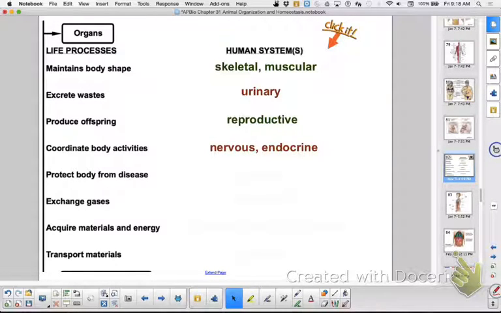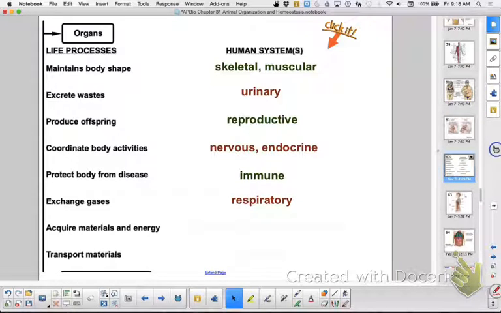Which one's faster? Yeah, nervous is quick, immediate responses, usually short-lived, unless you jumped off a building or something. Endocrine is long-term, but it can act quickly as well. You have your sympathetic and parasympathetic nervous system, the association with your hormones, fight or flight, all related to that. Okay, protect body from disease. Tell me that one. Immune. Exchange of gases.